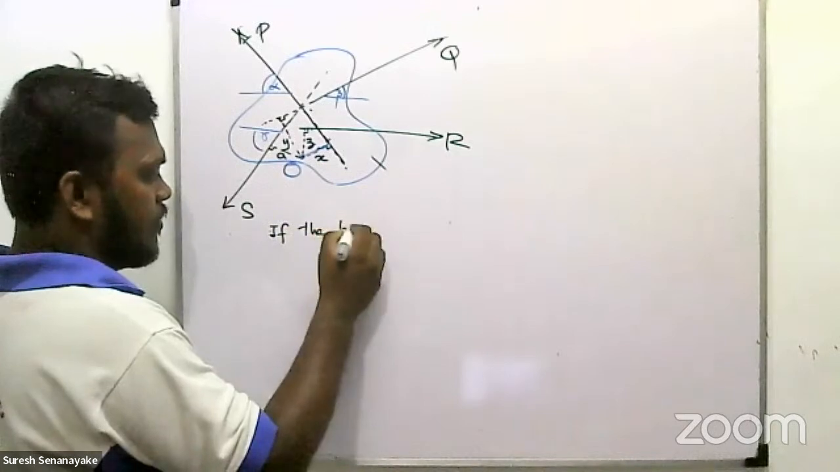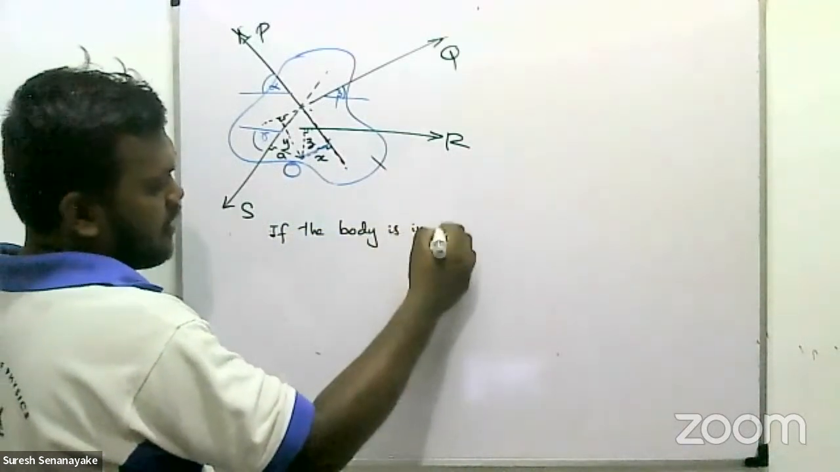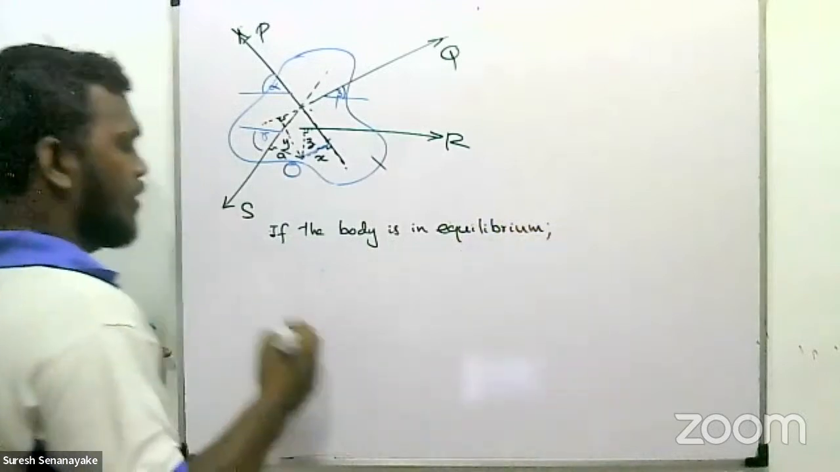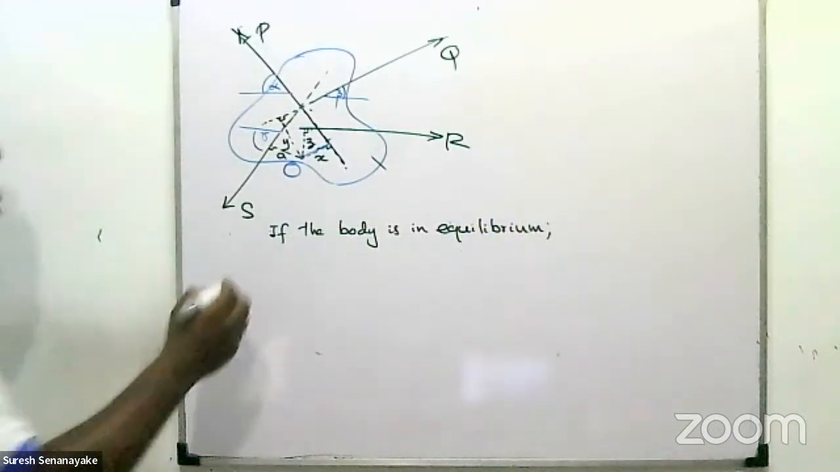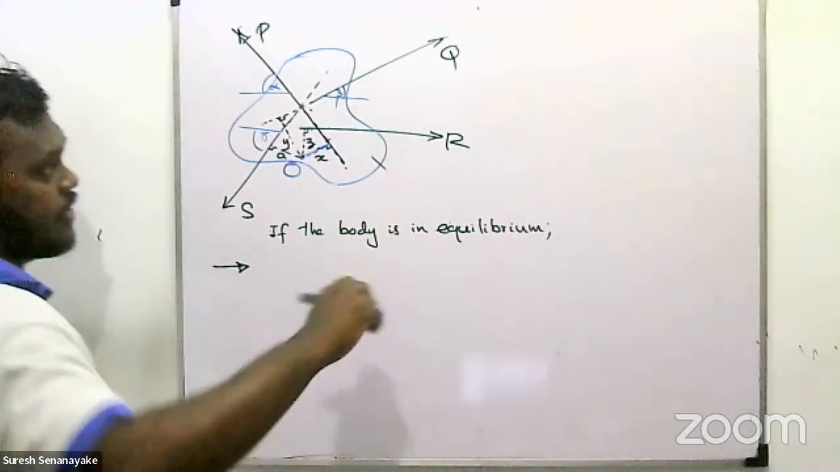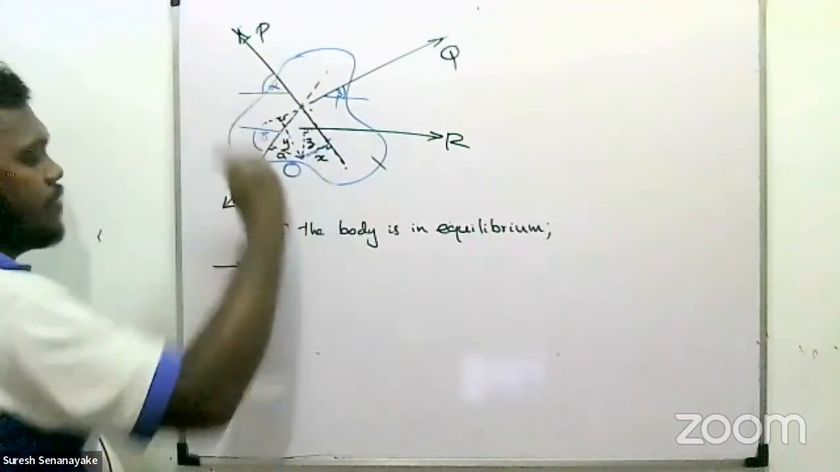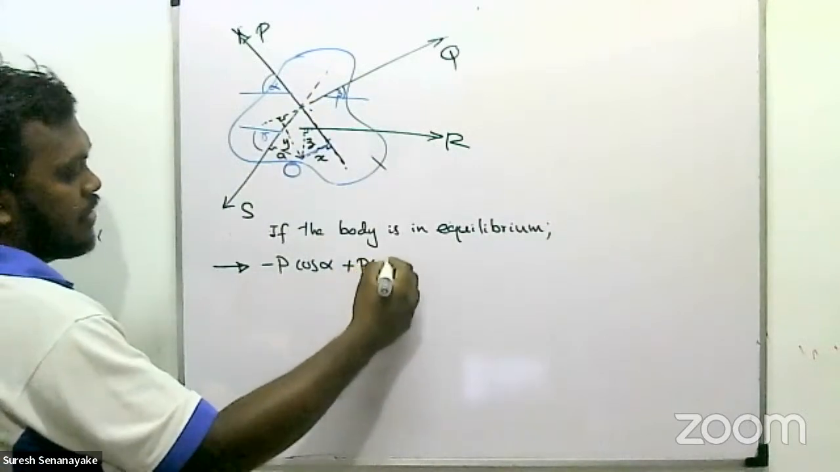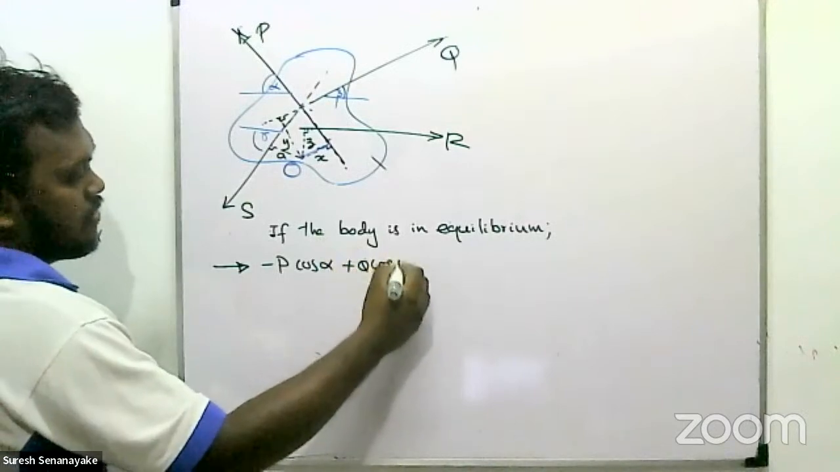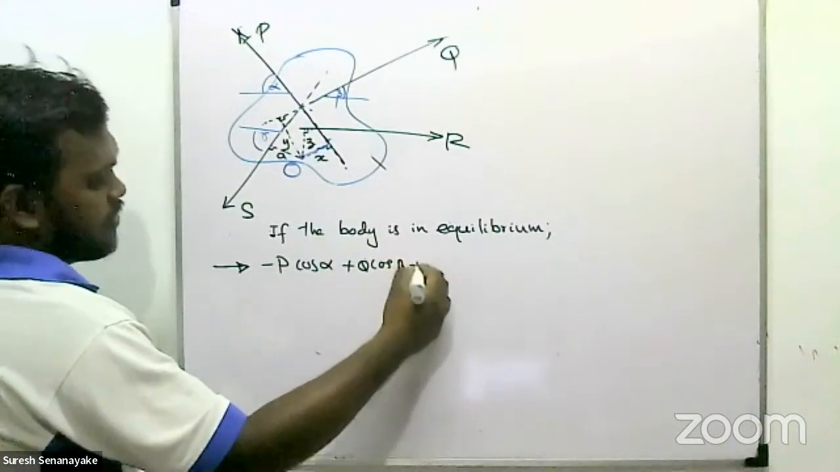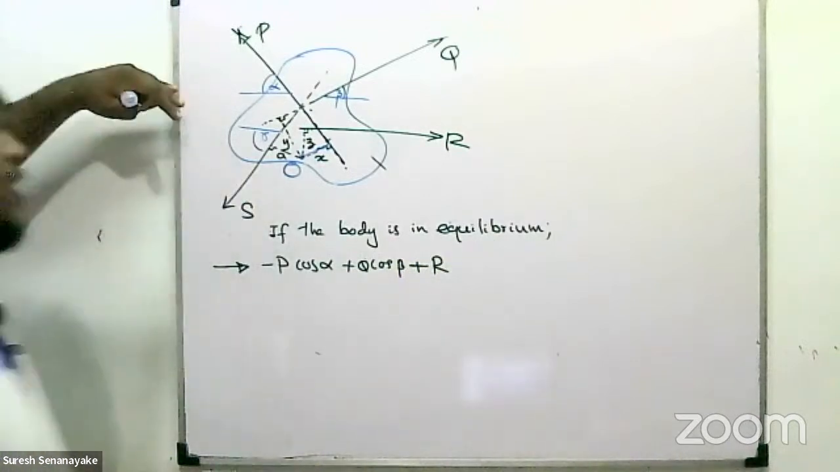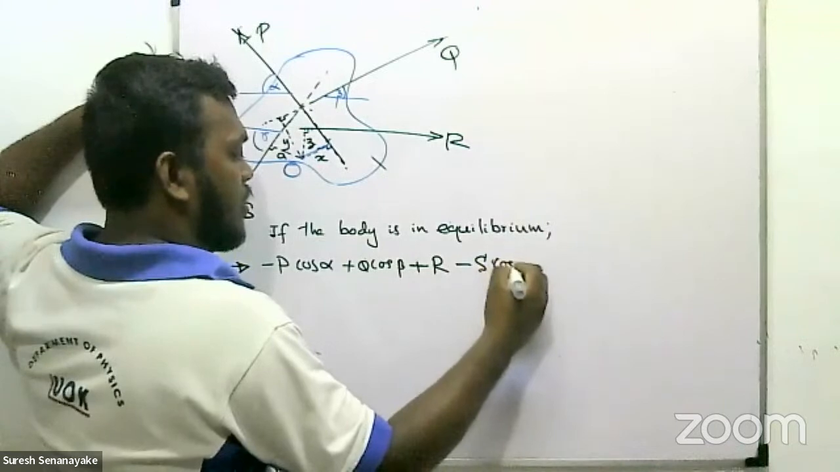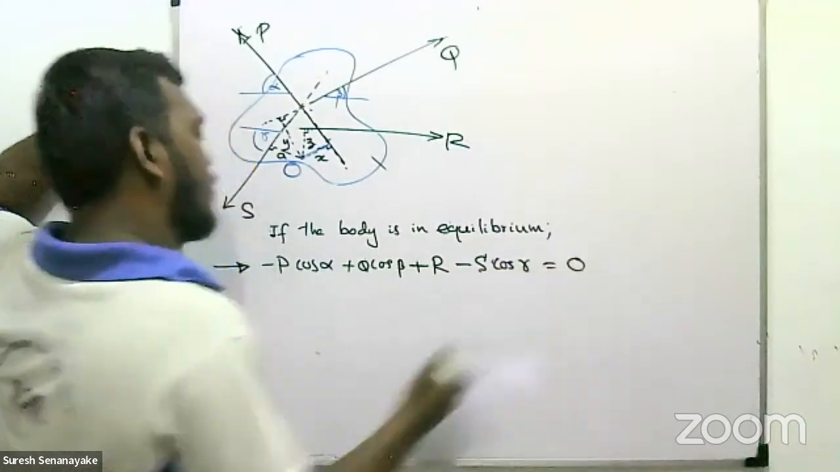If the body is in equilibrium, the sum of the components in this direction is: minus P cos alpha, plus Q cos beta, and R is the same one, and minus S cos gamma, which equals 0.